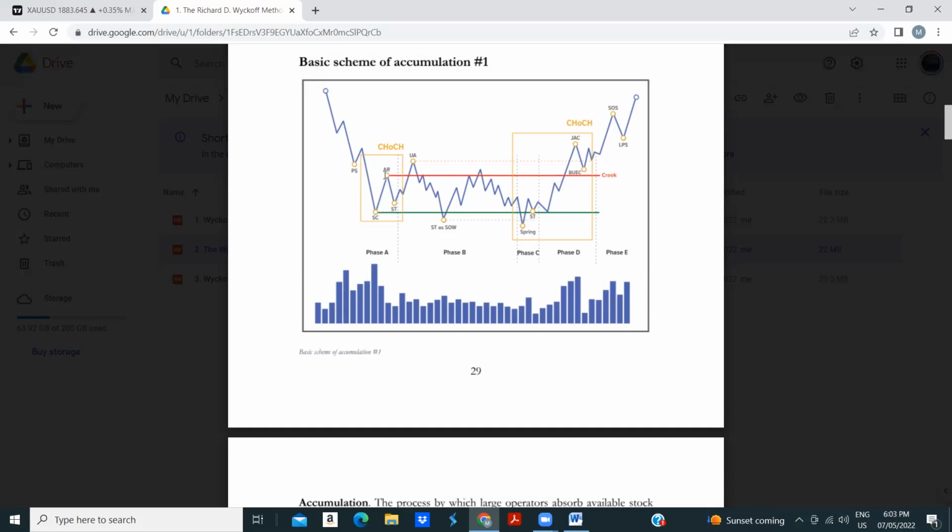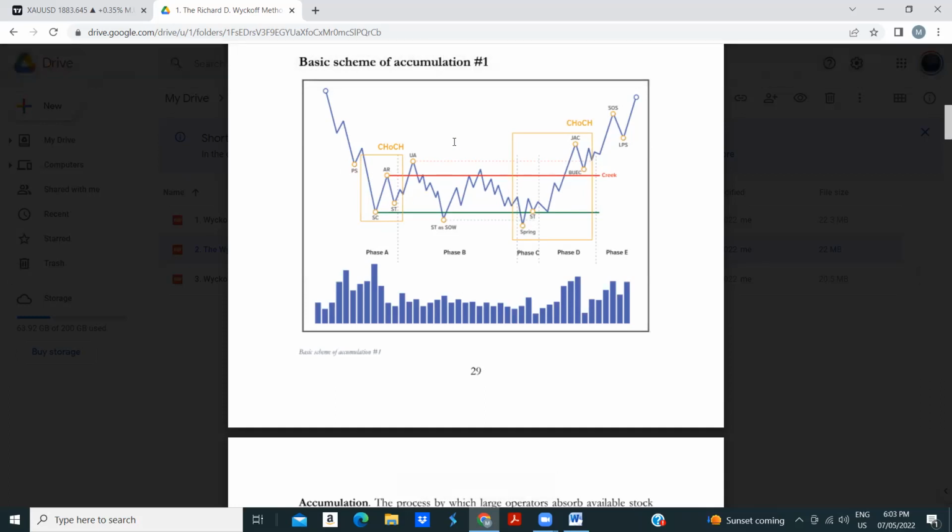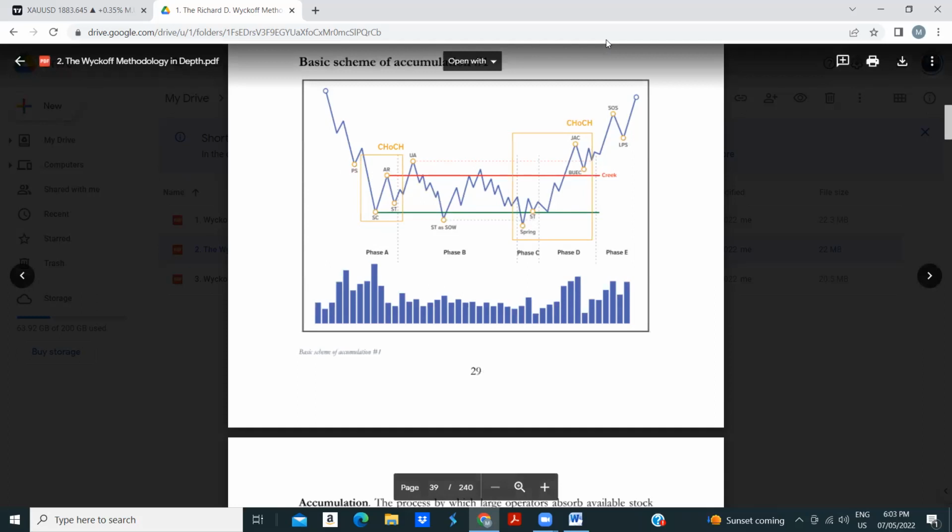We have AR, automatic rally. Because it's rallying after the selling climax, when the price rallies, we call it automatic rally. After the buying climax, when the price falls, we call it automatic reaction. Got it?